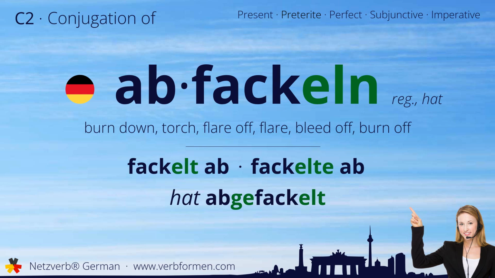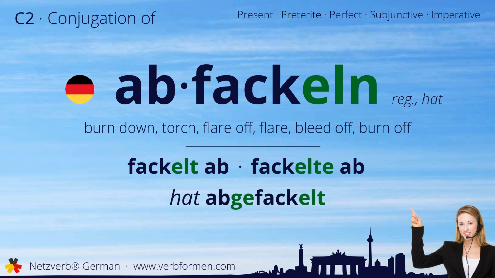Today we're going to learn how to conjugate the German verb abfackeln. Watch and listen to the forms carefully. Let's start with the stem forms. Fackelt ab, fackelte ab, hat abgefackelt.